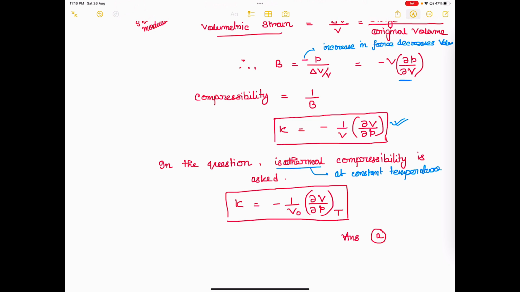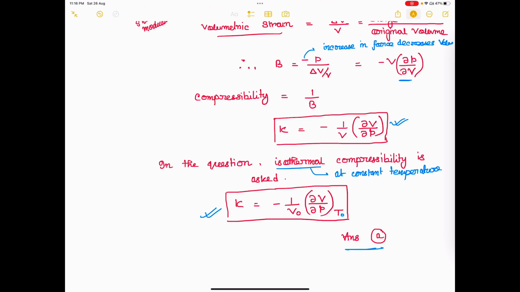V naught, why V naught? Because V naught is given in the question. So that is the original volume. Therefore, this V is the original volume. We have to replace it with V naught. And delta V by delta P as it is, but at constant temperature T or T naught. So this becomes the compressibility, or isothermal compressibility. So this is the isothermal compressibility which we are required to find.